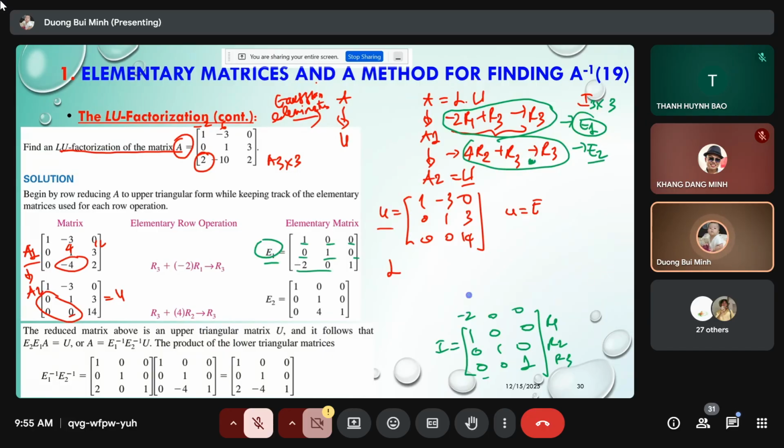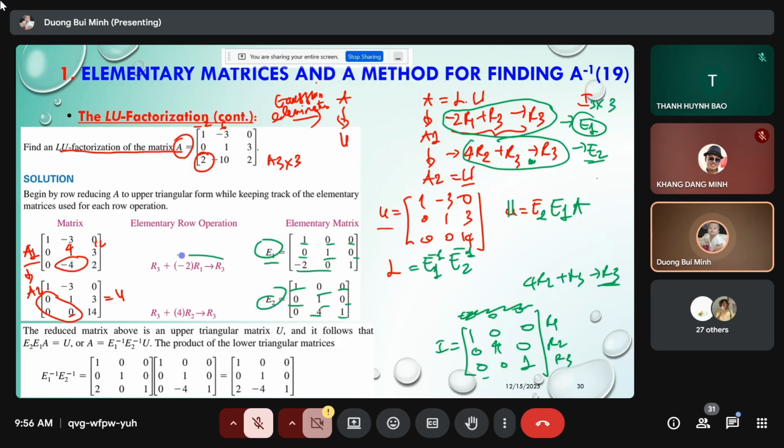So you get 4R2 plus R3 related to R3. So this is 4, and then you get 1 0 0, 0 1 0, and then related to R3, 4R2 plus R3: 4 plus 0, you get 4, and 0 plus 1, you get 1. So this one is E2. So we already have U, right? U is E2 E1 times A. That means L is the inverse of E1 times the inverse of E2.